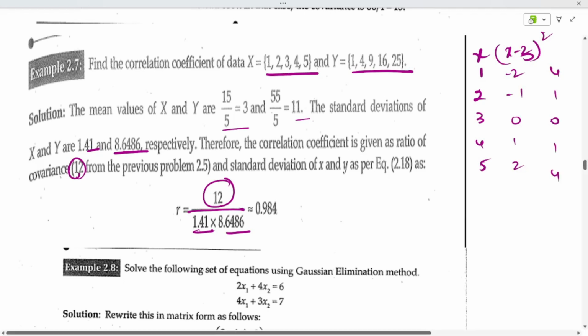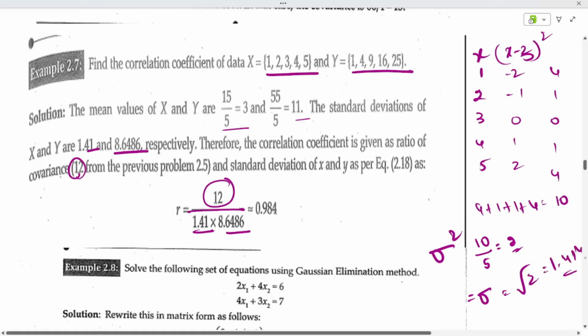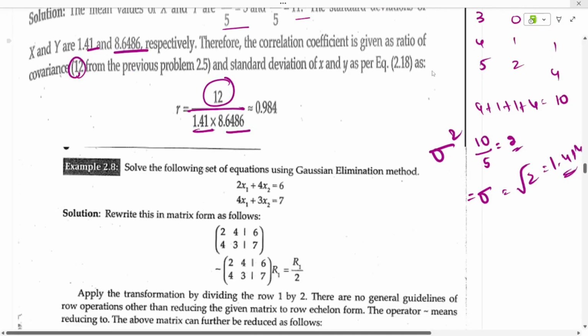Okay, now you have to add these. 4 plus 1 plus 1 plus 4 will give you 10. Okay, 10 divided by how many elements are there? 5. That is 2 you will be getting. What is this 2? Sigma square. Then what you want is sigma, that is equal to root 2, which is 1.414. Again you will do the same for the y data set also. If you divide the covariance by the standard deviation, you will be getting the correlation coefficient.